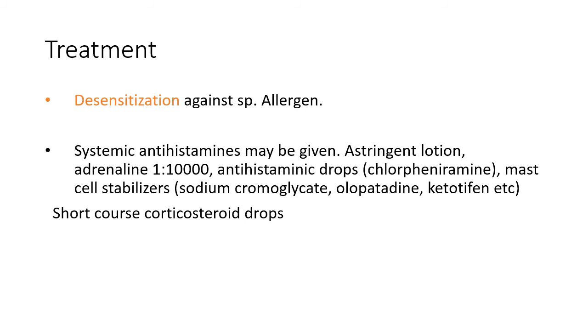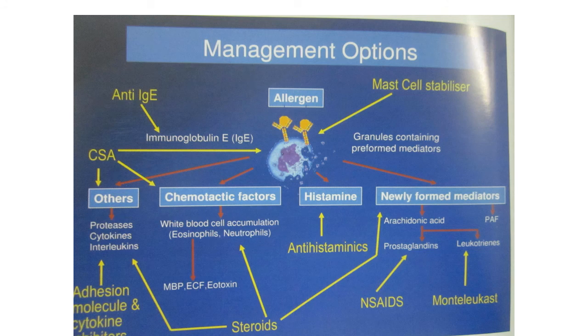And you can also have lubricant eye drops. So this is a pictorial graph of management options. When the allergen comes in contact with a mast cell, the granules containing preformed mediators will be released. With the arachidonic acid pathway, prostaglandins and leukotrienes are released, histamine is released, the chemotactic factors are released, so there is inflammation of the conjunctiva, it starts itching, there is watering, there is hyperemia, so all can be halted.